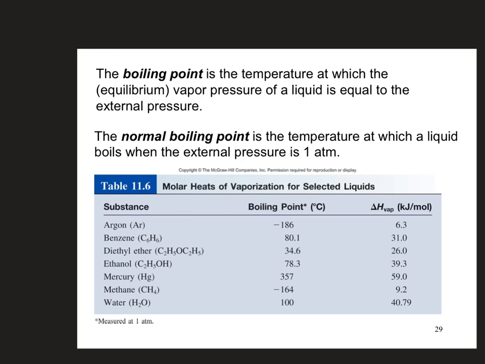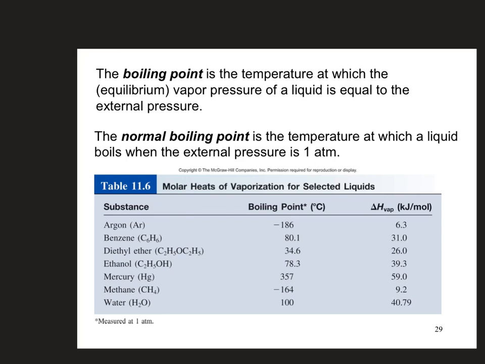Again, just some kind of housekeeping definitions in case you see this somewhere. I'm not going to test you on the differences here, but boiling point, what we know of as boiling point, you go, what, there's a difference? Well, the boiling point is the temperature at which the vapor pressure of the liquid is equal to the external pressure. That's when it would boil, when those two pressures become equal. Normal boiling point is the temperature at which it boils when your external pressure is 1 atmosphere.